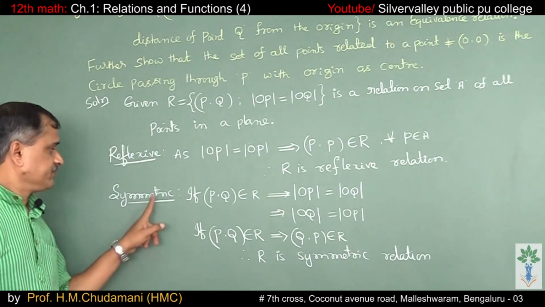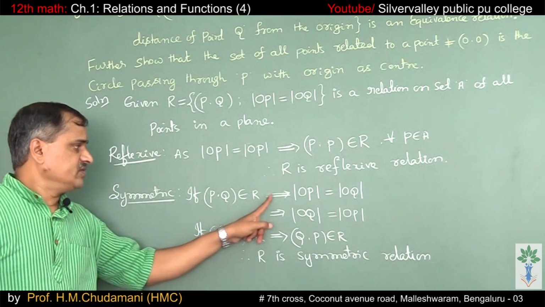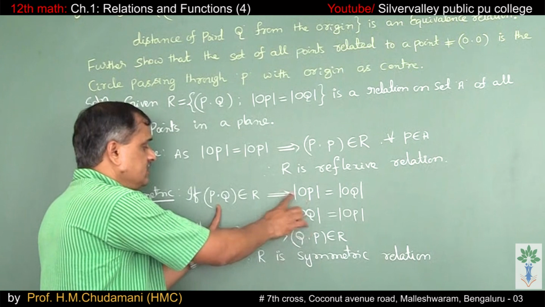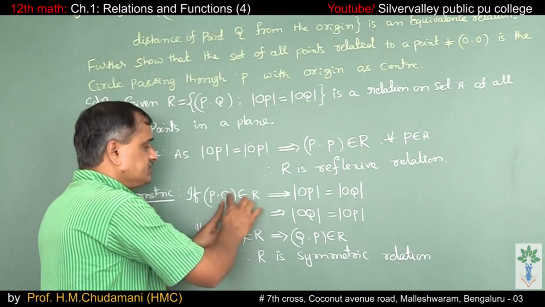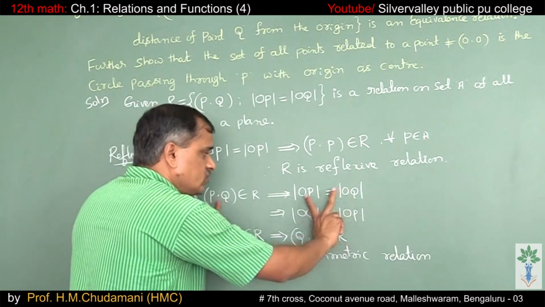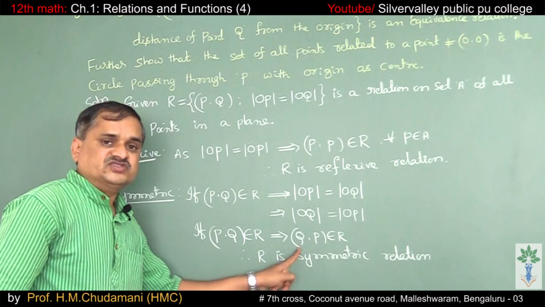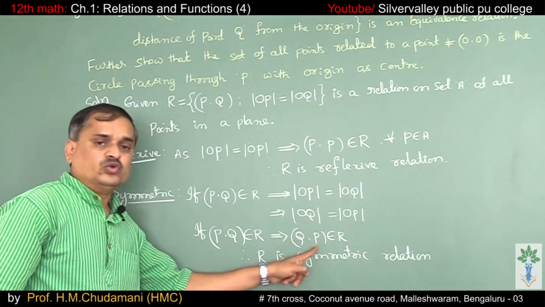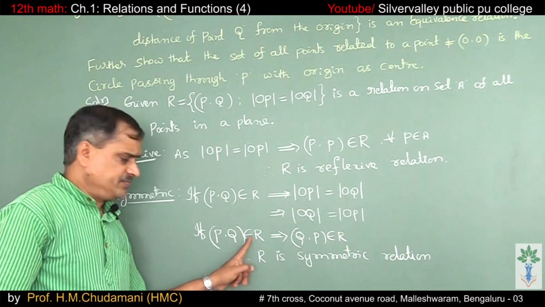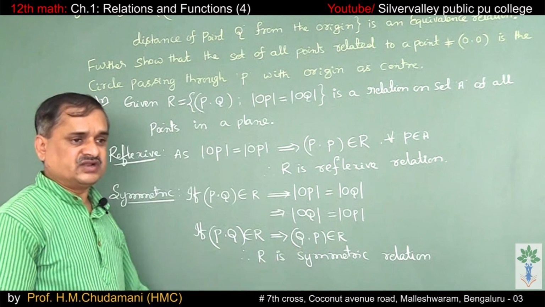Symmetric relation. If (P, Q) belongs to the relation, means the distance of P from the origin OP is equal to the distance of the point Q from the origin OQ. OP equals OQ is the same as OQ equals OP. That means the ordered pair (Q, P) belongs to R if (P, Q) belongs to R. Therefore, R is a symmetric relation.